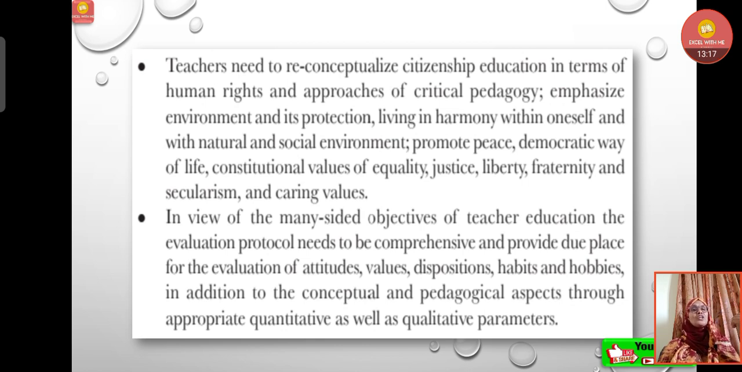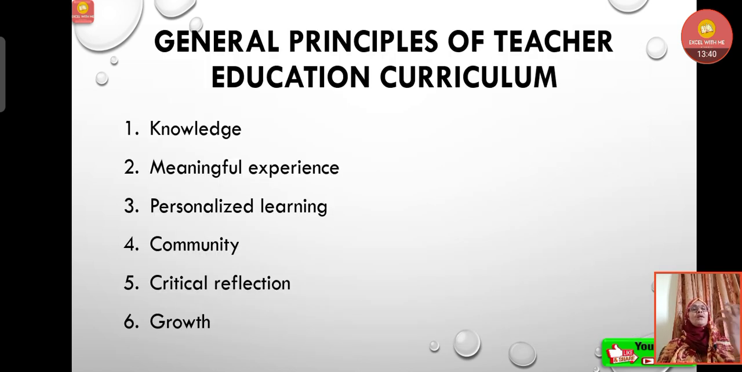And in view of many-sided objectives of teacher education, the evaluation protocol needs to be comprehensive. That is very important. How should be evaluation? Evaluation of attitudes, values, dispositions, habits and hobbies in addition to the conceptual and pedagogical aspects through appropriate quantitative as well as qualitative parameters. Now, what are the general principles of teacher education curriculum? Let's have a quick look at it. That is knowledge, meaningful experience, personalized learning, community, critical reflection, and growth. These are the general principles of teacher education curriculum.